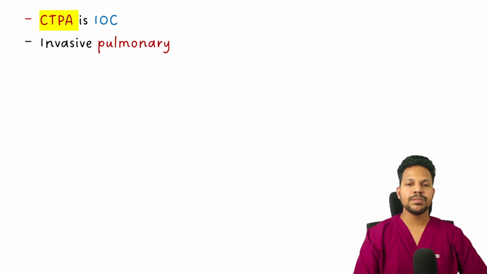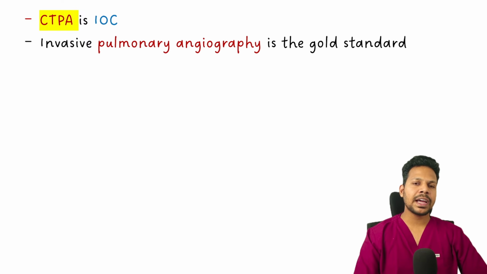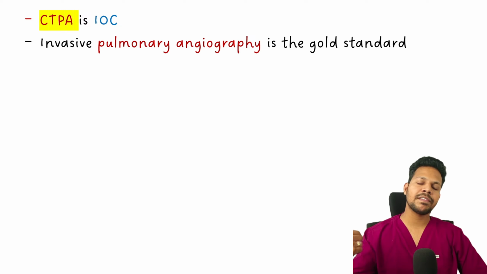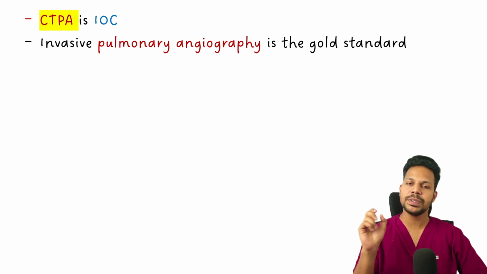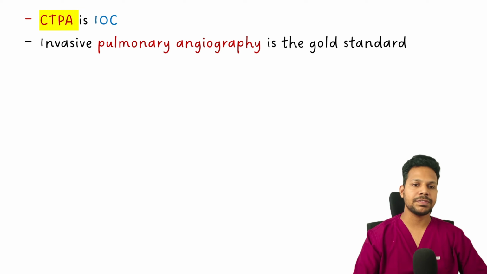So the investigation of choice would be CT pulmonary angiography, but the gold standard is invasive pulmonary angiography. The invasive pulmonary angiography means you will introduce a catheter through the peripheral vein till the pulmonary artery and then you inject the contrast. This is quite invasive and hence it is not the preferred investigation. The investigation of choice would be CT pulmonary angiography, but if you are not able to identify in CT pulmonary angiography, then the gold standard would be invasive pulmonary angiography.